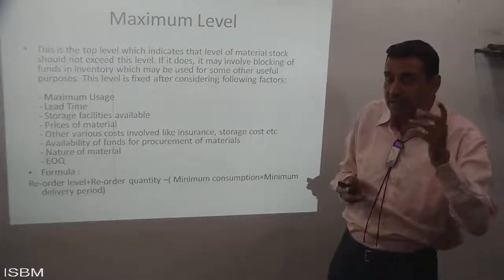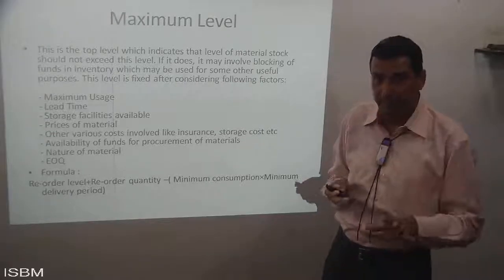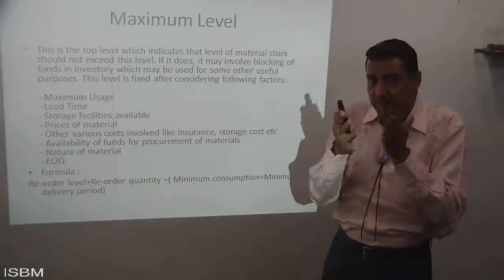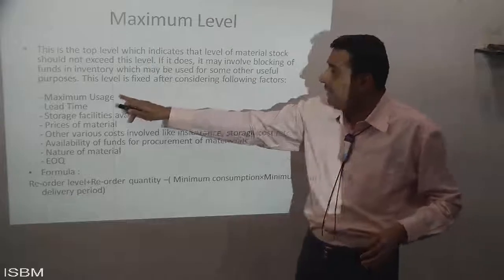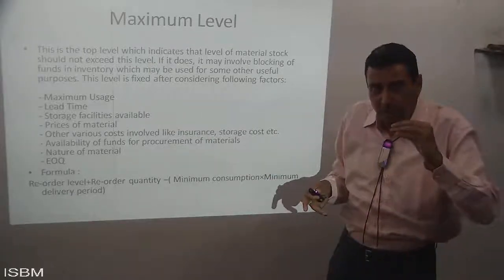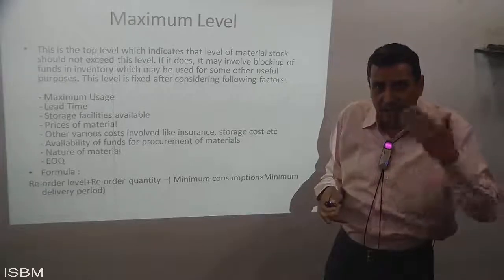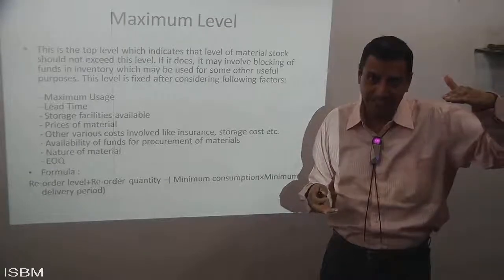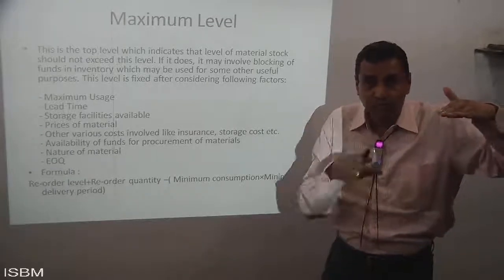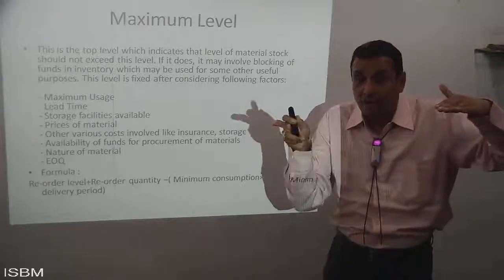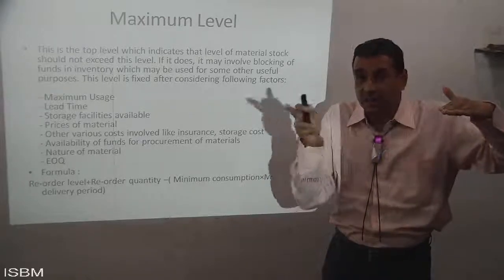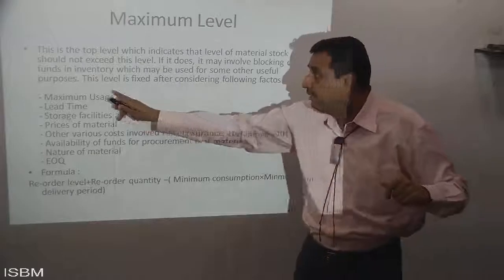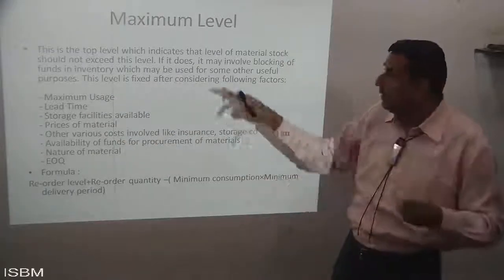Earlier we have seen some strategy the company adopts is to keep the inventory at a minimum level. But there are some companies who keep the stock at the maximum level. So what are the factors which the company considers to keep the maximum level? Maximum usage. If the items are fast running, every hour you need the raw material. In a continuous production process, the company needs to keep stock at a very high level because they cannot afford to lose production on account of stock out of inventory. So the maximum usage of raw material will decide the maximum level.